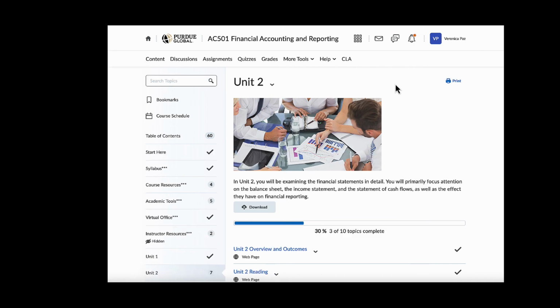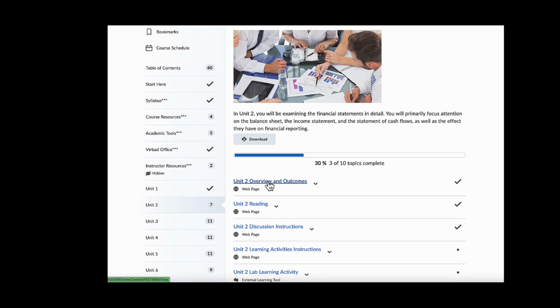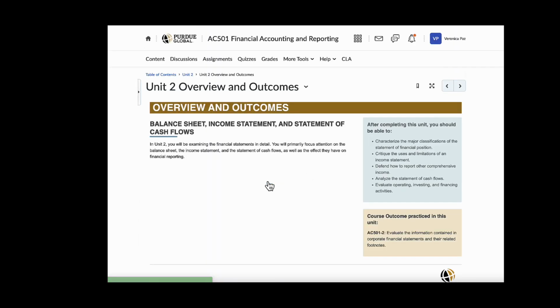Welcome to AC 501 Financial Accounting and Reporting, Unit 2. In Unit 2, you will be examining the financial statements in detail. We are primarily going to focus our attention on the balance sheet, the income statement, and the statement of cash flows, as well as the effect all of these statements have on financial reporting. Let's move on to our Unit 2 overview and outcomes. At the end of this unit, you will become more familiarized with the balance sheet, the income statement, and the statement of cash flows.